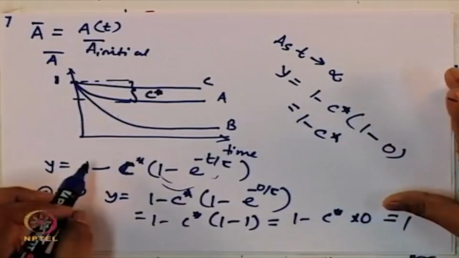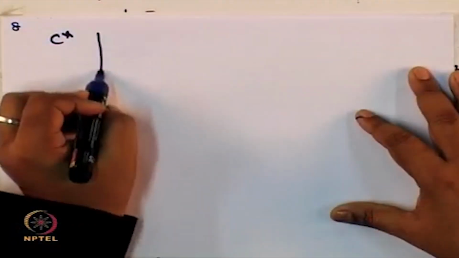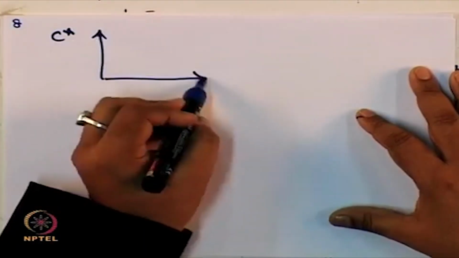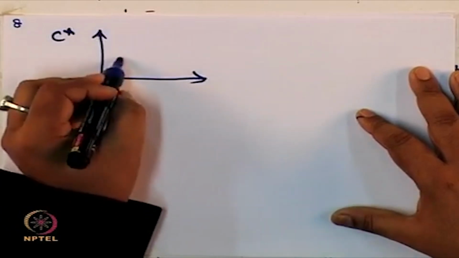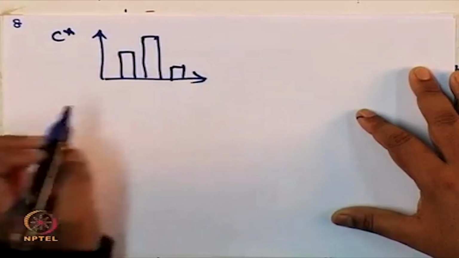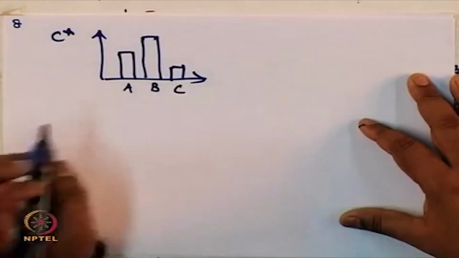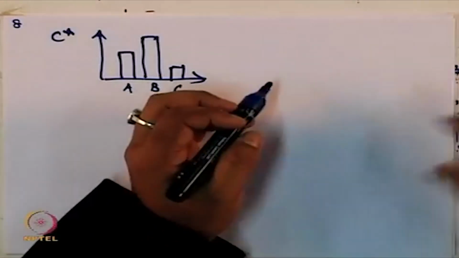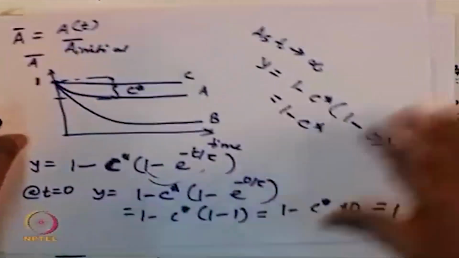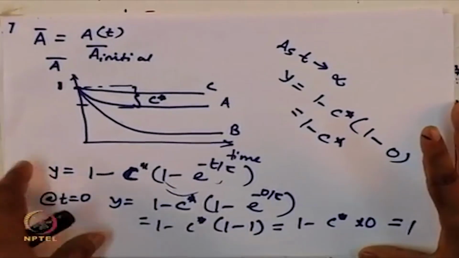So, what I can compare across different situations A, B, C is I can find out the value of C star, and let us just say I can have a situation. So, this is C star, for condition A it is like this, for condition B it is like this, for condition C it is like this. Okay. So, this is condition A, condition B, condition C. In the previous case, I can also find out the characteristic time constant.